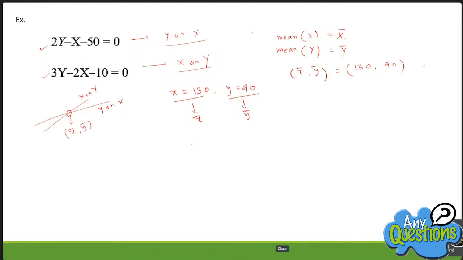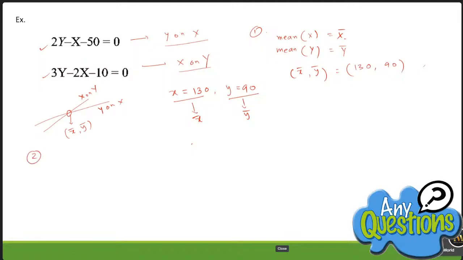So this is question number 1. Another question may be formed like this: find the values of byx and bxy. Generally, byx is represented by the slope of the equation y on x, and bxy, the slope of x on y. So from the first equation, we convert the equation, since the first equation is considered as y on x.